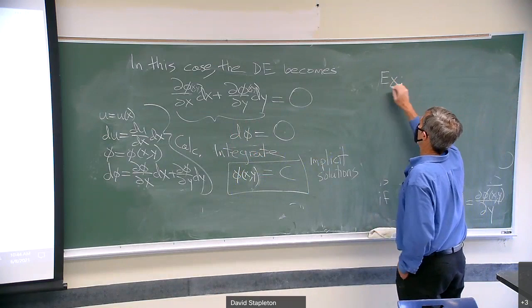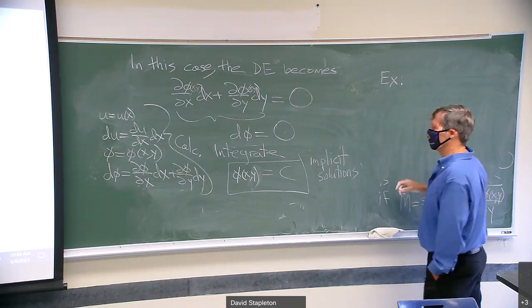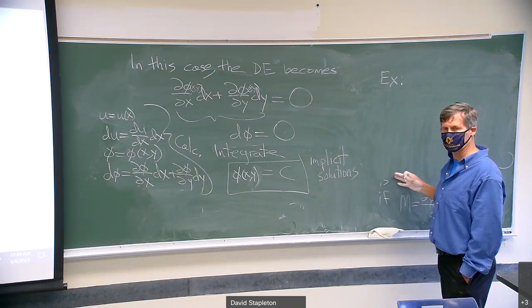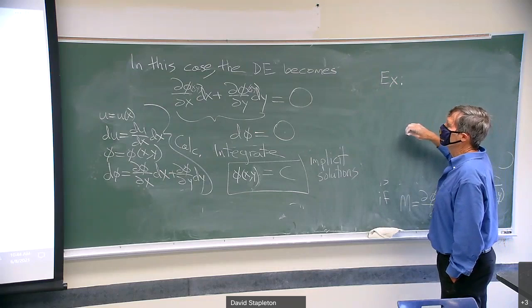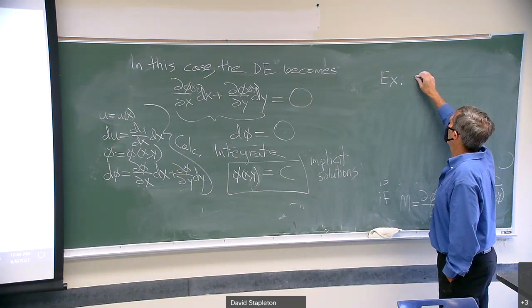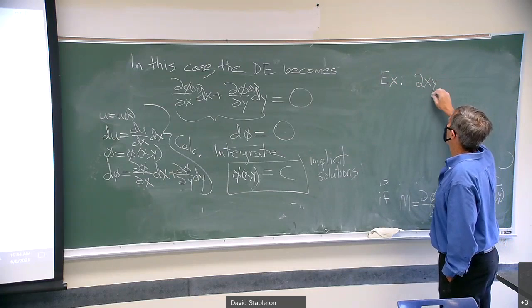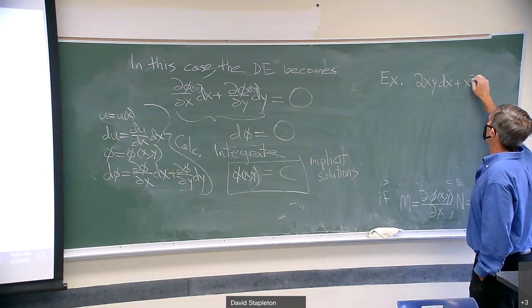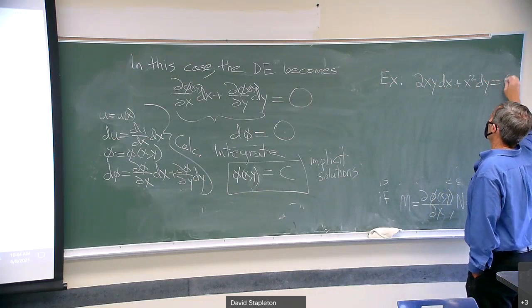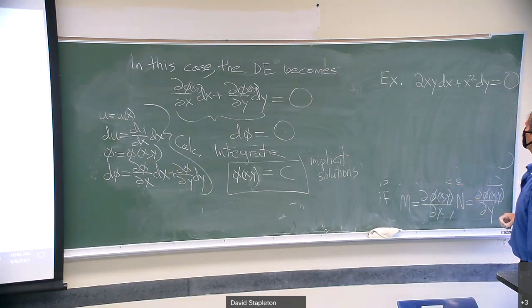This one you could probably solve by one of our other methods already. The idea of this method is when the other two that are easy fail, you go to try something like this. Suppose I said 2xy dx plus x squared dy equals 0. Well, that's my differential equation.